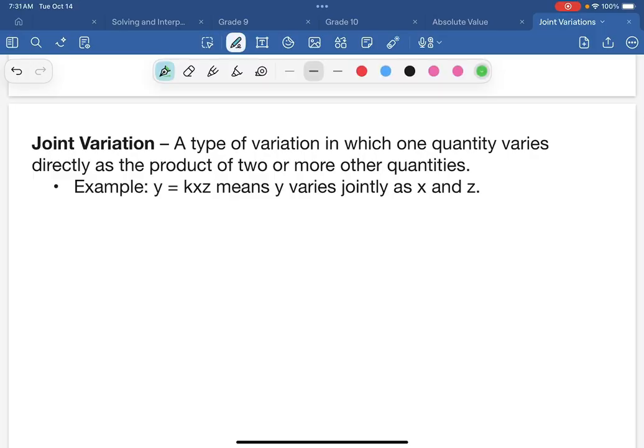Similarly, joint and direct variation have one thing in common, in which y varies directly as x, but this time in joint variation we have an additional variable which is z, which means y is still our dependent variable, dependent on the value or values of x and z given a constant.